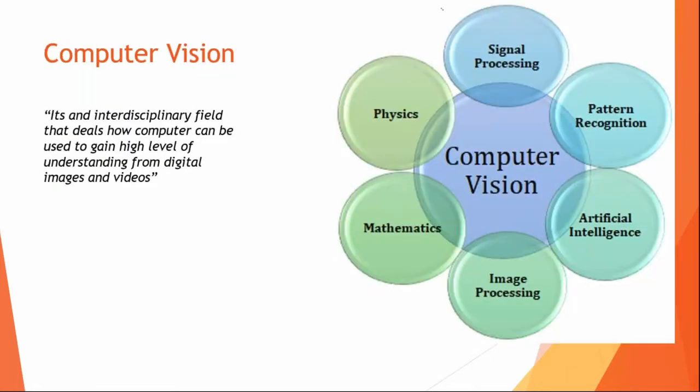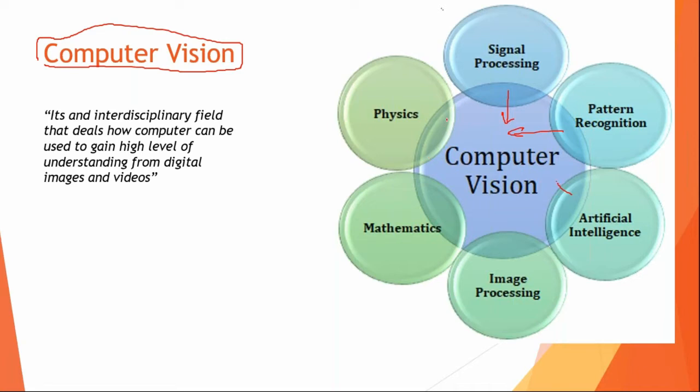Okay, so we start with the first slide. It's about computer vision. As you see, computer vision is an interdependent field where various other fields come together. You have signal processing, pattern recognition, artificial intelligence, image processing. All these fields come across to help you develop a new field called computer vision.